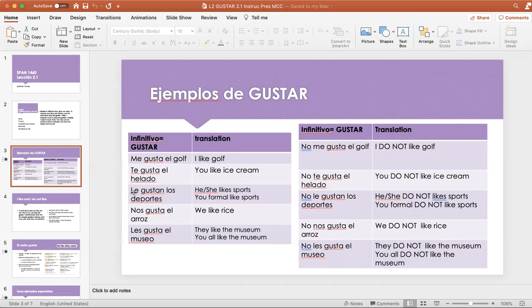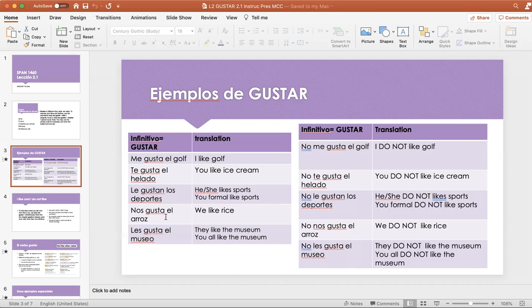So we already know le is linked to él, ella, usted, so it means three different things. So he or she likes sports, or you formal like sports. Why are we using gustan if it's only one person we're talking about? It's because sports is plural. The negative will be no le gustan los deportes. He or she does not like sports, or you formal do not like sports. Again, it's because sports is plural, not because who we're talking about is more than one.